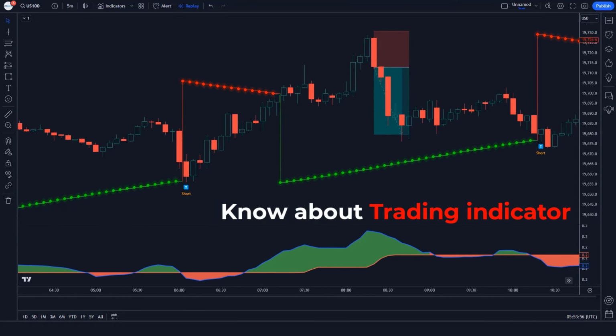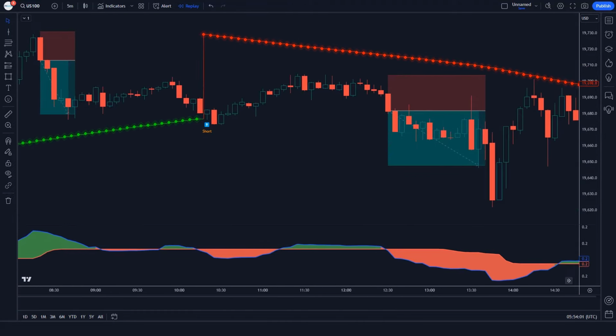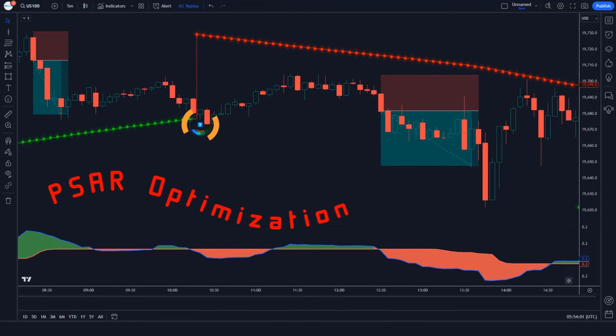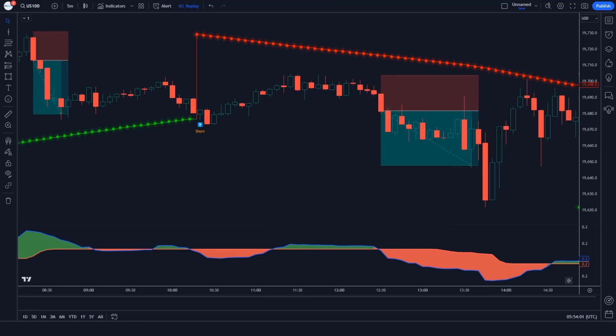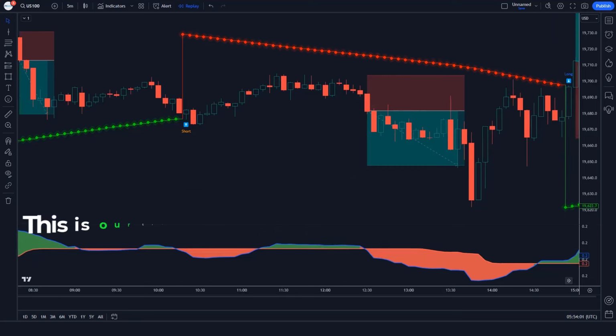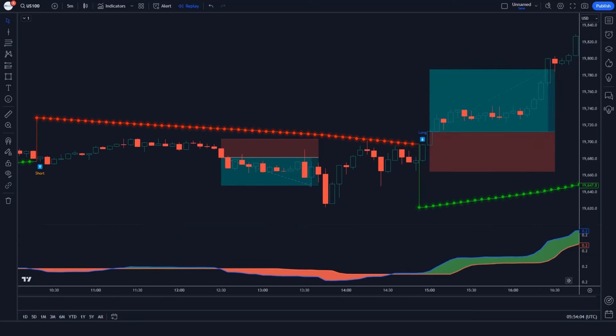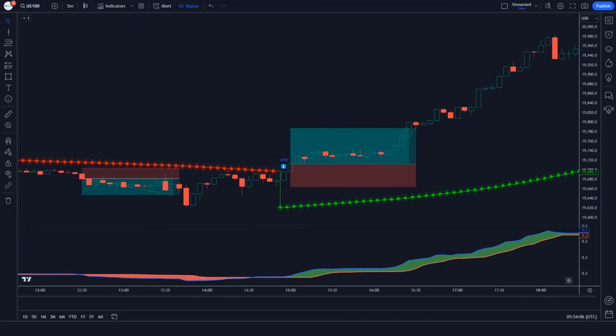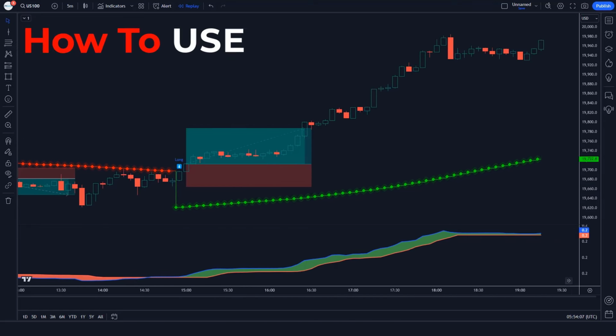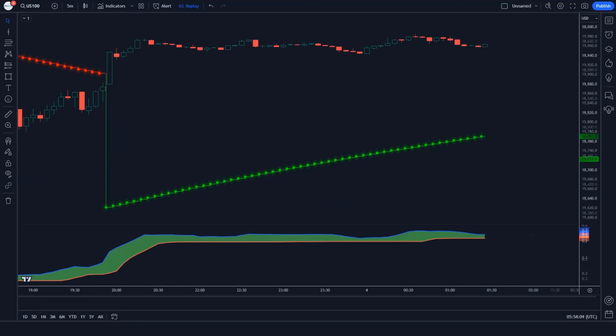First of all, let us know about the trading indicators. The long and short signals indicator we see in the chart is called the PSAR optimization indicator. The up and down trend indicator we see in the chart is called the trend tracker oscillator indicator. This is our trading indicator. Further, we will explain the trading setup. Let's see how we use these trading indicators. Let's begin.